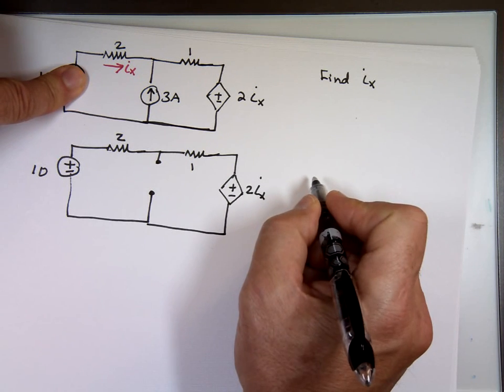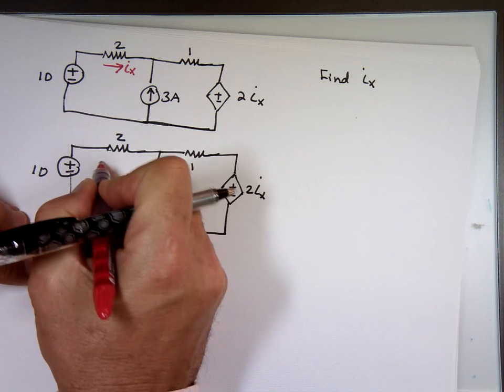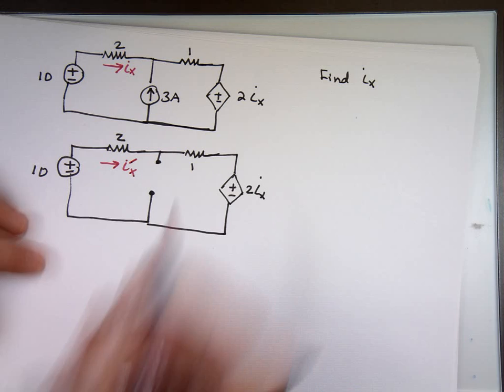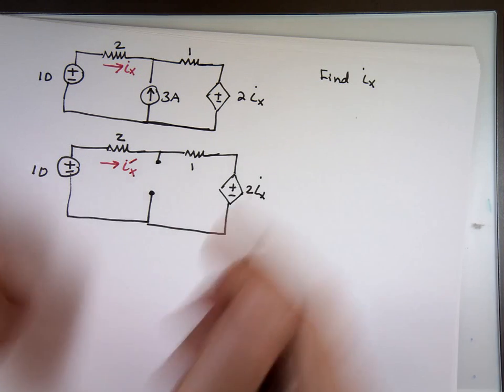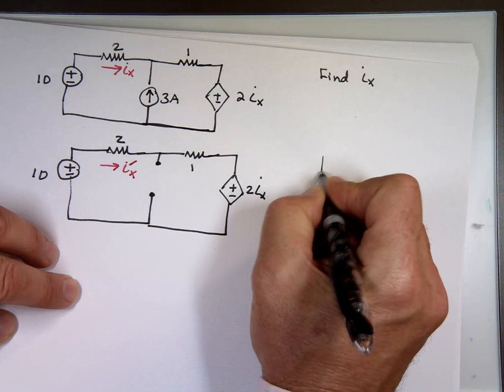So this current, I'm going to call it I sub x bar. That's due to source 1. I'll go bar like this. And now let me kill this source, the voltage source. When you kill a voltage source, it becomes a short circuit.